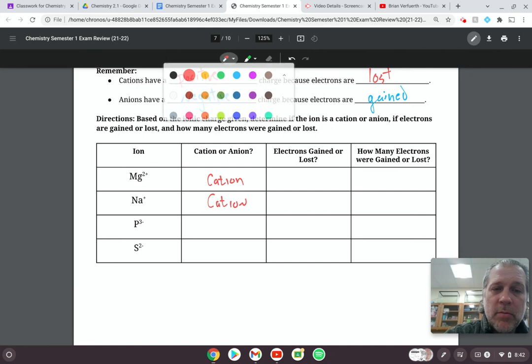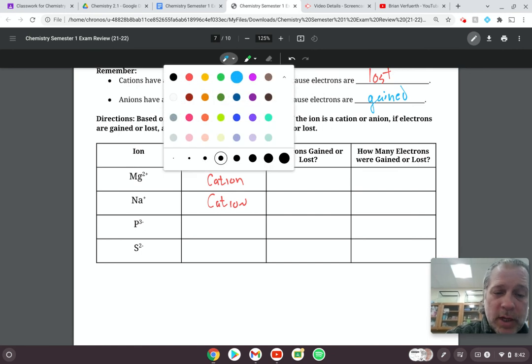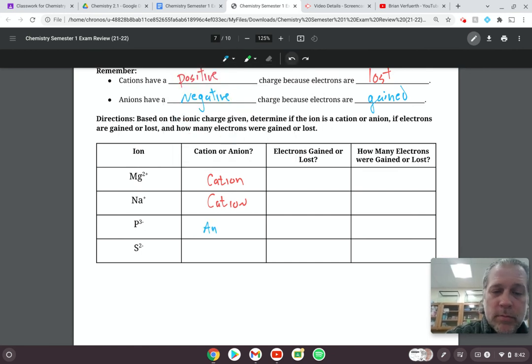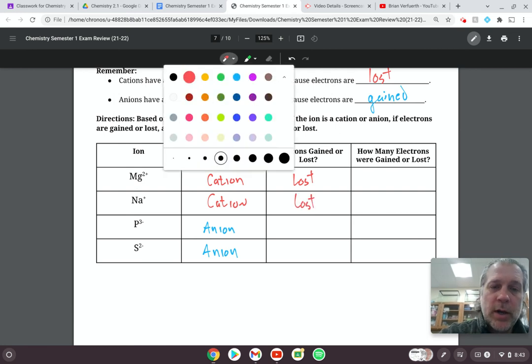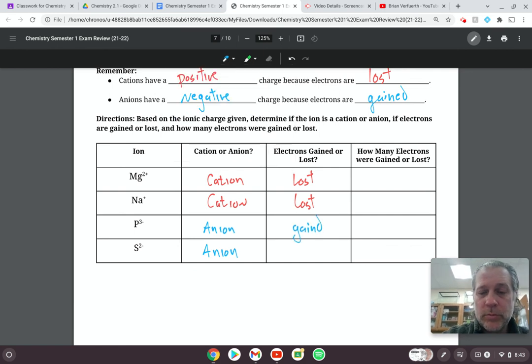P minus 3 has a negative charge, so it's going to be an anion. And S minus 2 also has a negative charge, so that one's going to be an anion as well. Now, what you have to remember is that if it's positive, electrons are lost. So in the case of Mg plus 2, we would say lost because it's a positive charge. Na plus 1, also lost, positive charge. P minus 3, going to be gained, negative charge. S minus 2, also going to be gained, negative charge.